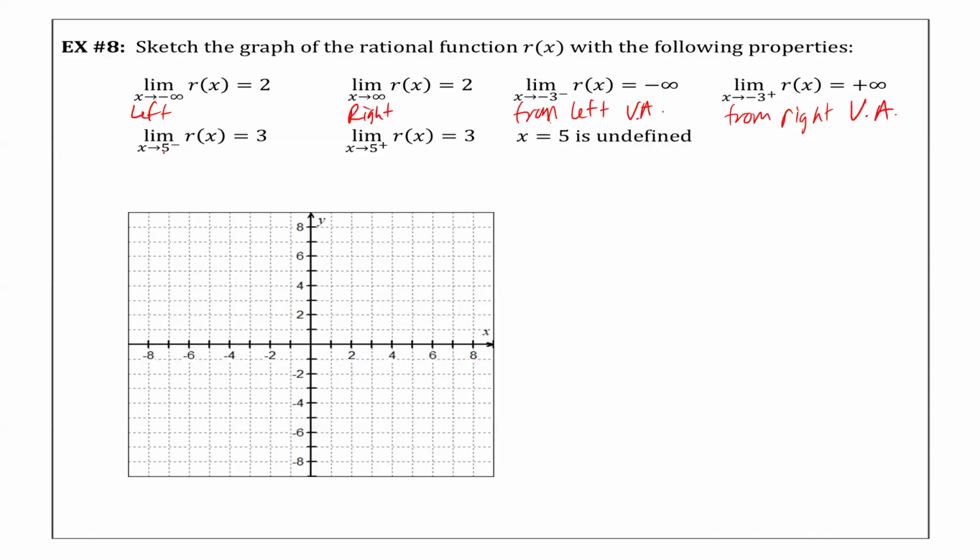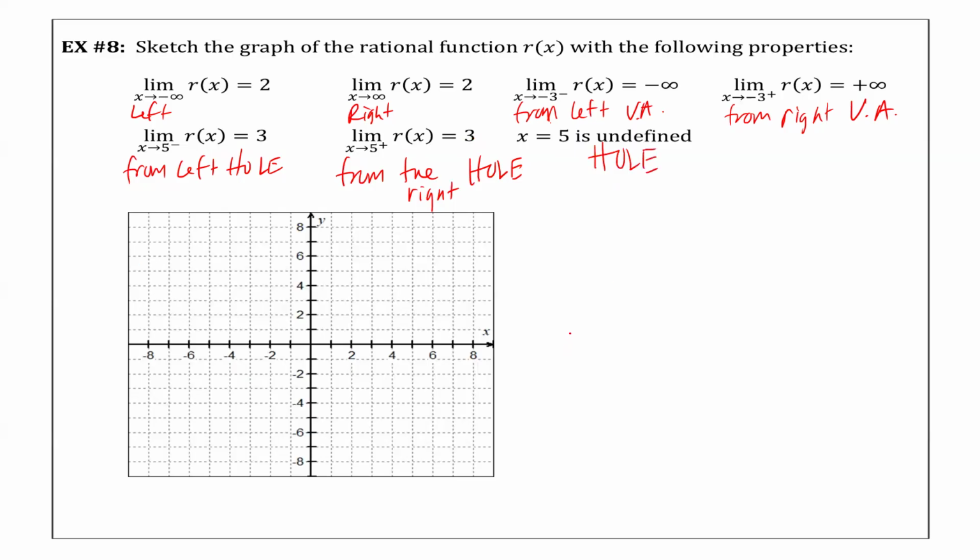This time, the limit as x goes to 5. So from the left, I'm approaching a value. Do you see that? So this is from the left. And because I'm approaching a value, that means this is a hole. Make sense? This is saying from the right. And again, I'm approaching a value. So this is a hole. Are you saying the 3 is in 1? Why is it? The hole is going to be at 5, 3. And x equals 5 being undefined simply tells us for sure that this is a hole.